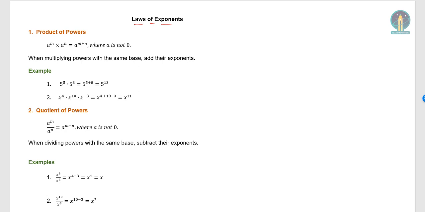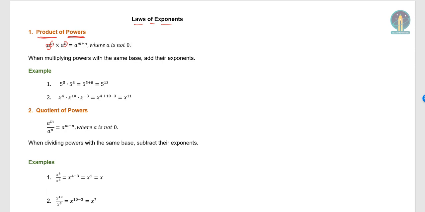Let's look at the first law here. So, a product of powers. And what this means is when I multiply two terms that have exponents, right? So two powers. So remember, a power is the base and exponent, right? So in this case, if I had a to the m power, or to the m exponent, times a to the n power.